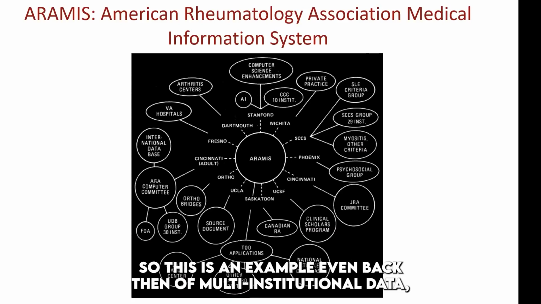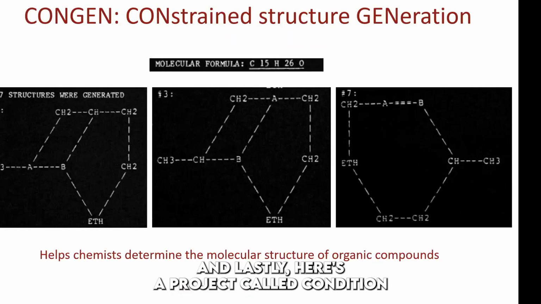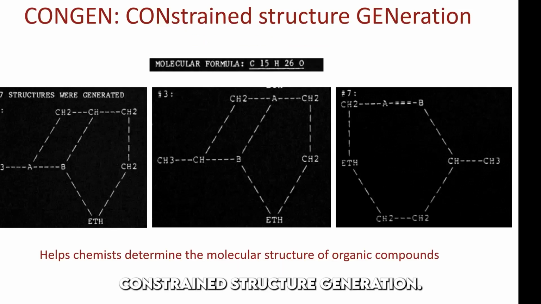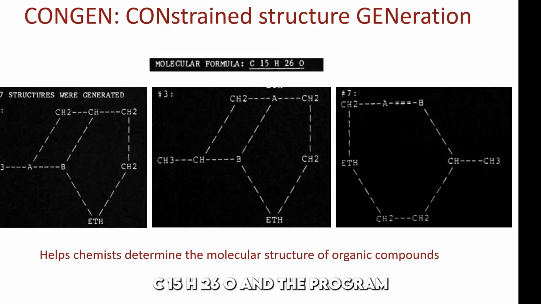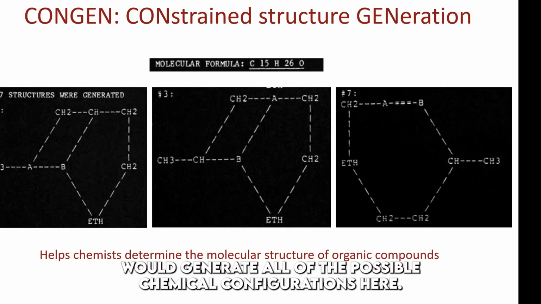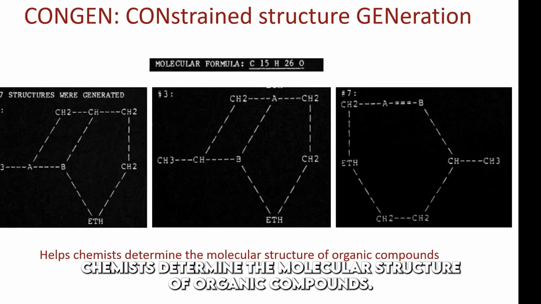So this is an example, even back then, of multi-institutional data, real-world evidence. And lastly, here's a project called ConGen, Constrained Structure Generation. So you could pass a molecular formula, like here C15H26O, and the program would generate all of the possible chemical configurations. Here, 177 different structures were generated to help chemists determine the molecular structure of organic compounds.